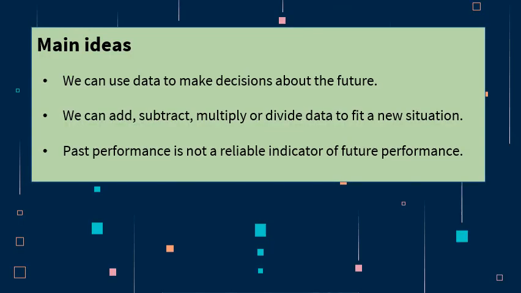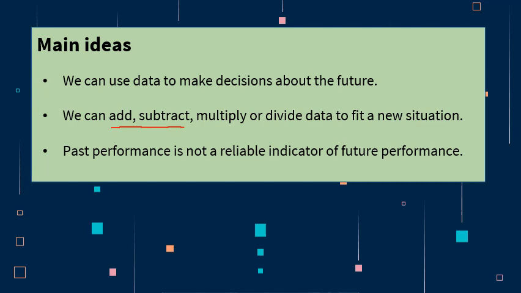Okay, and finally, we're at the main ideas for today's lesson at the end of this week's maths for Year 5. So we can use data to make decisions about the future. We can add, subtract, multiply, or divide data to fit a new situation. We didn't actually look at adding or subtracting, but if you wanted to make it larger or smaller, you can just add or subtract certain figures.